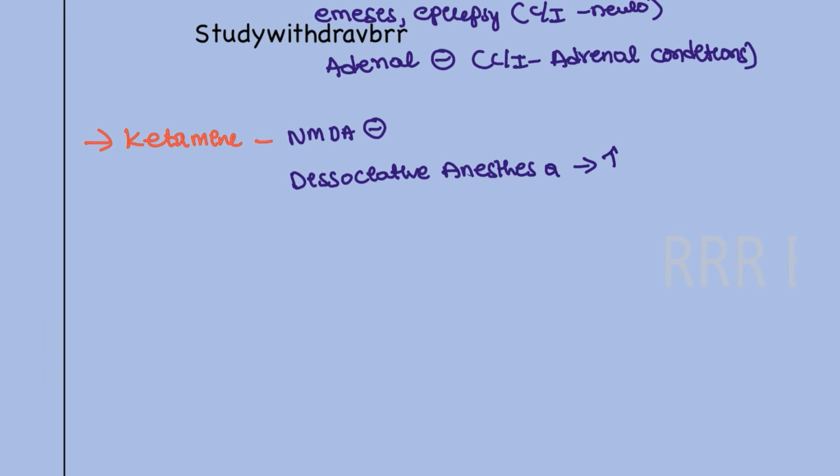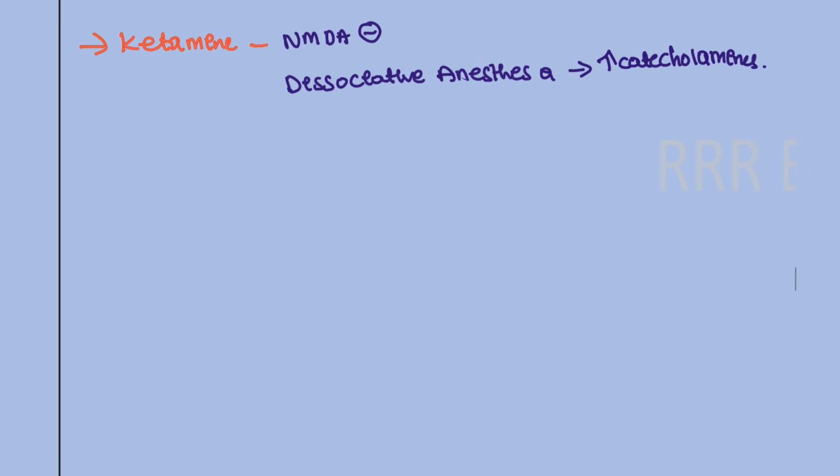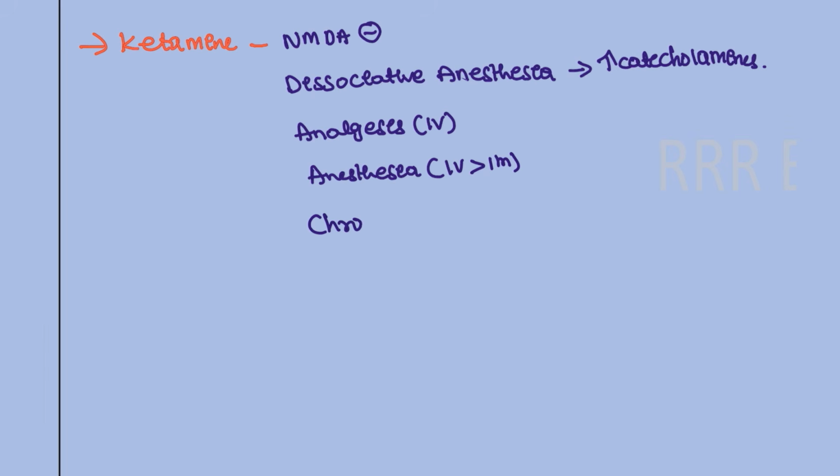Why is this occurring? This increases catecholamines. When the catecholamines in the body are increased, it is associated with dissociative anesthesia in this patient, and most of the time it is used as a best analgesic. We can use it IV for analgesia, and for anesthesia we prefer IV, though IM can also be used. In recent times it can also be used for chronic depression, and for those who are addicted, for opioid tolerance.